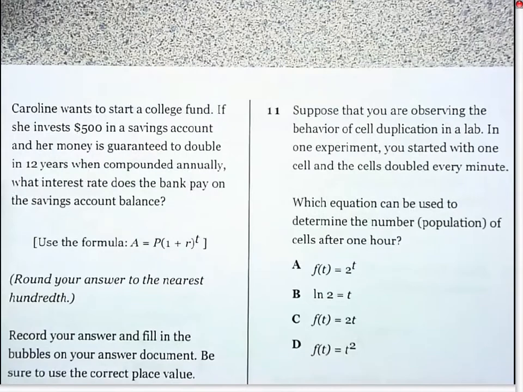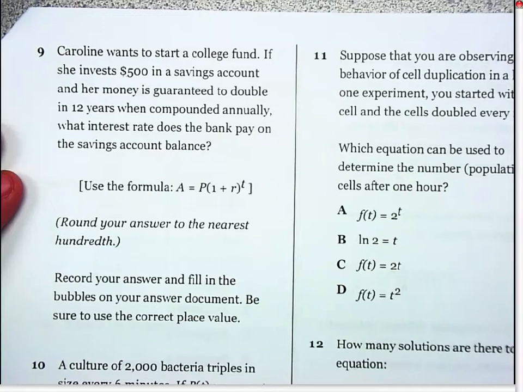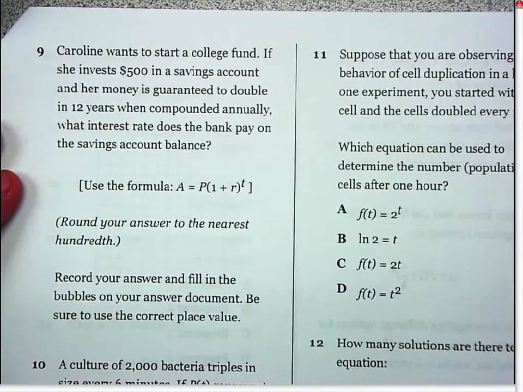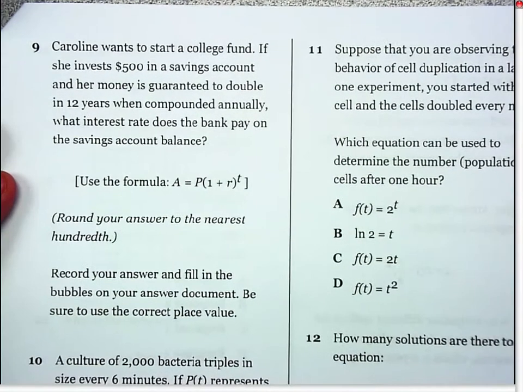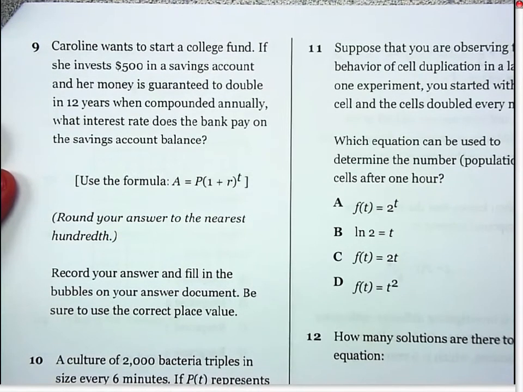I'll think about it. Okay, let's go to number 9. Caroline wants to invest $500 in a savings account and her money is guaranteed to double in 12 years when compounded annually. What interest rate does the bank pay on the savings account balance?